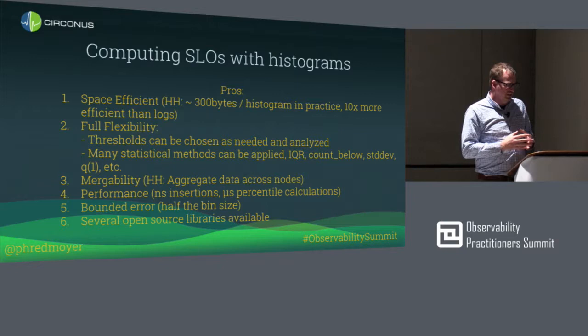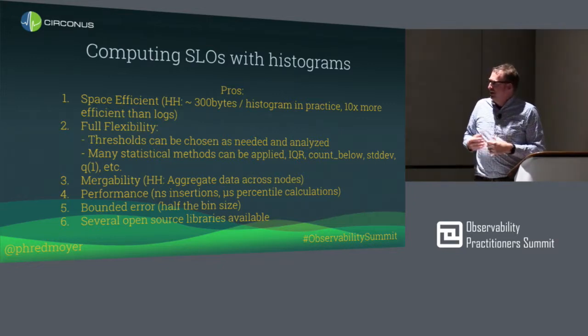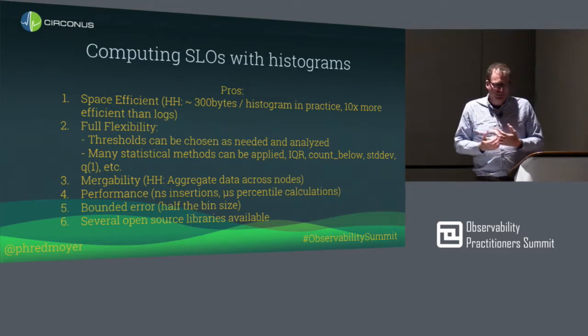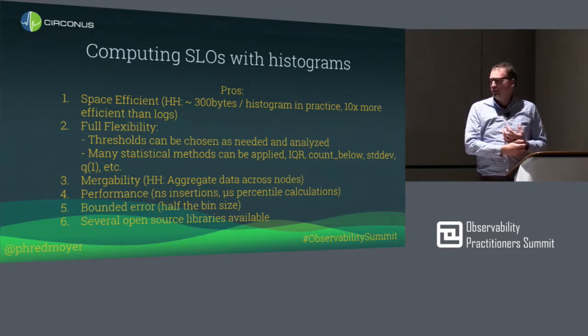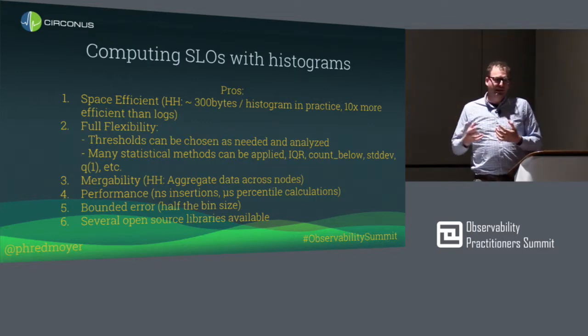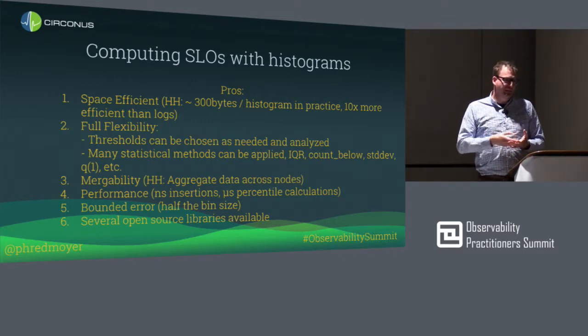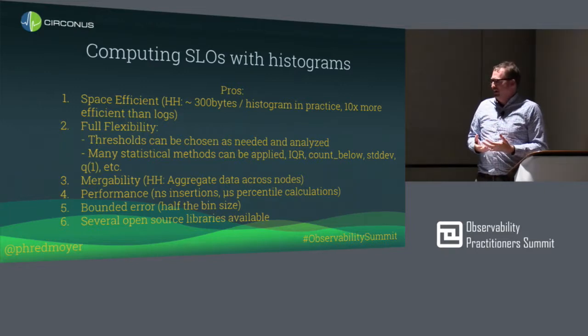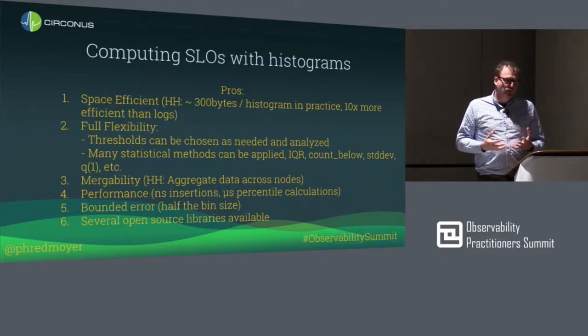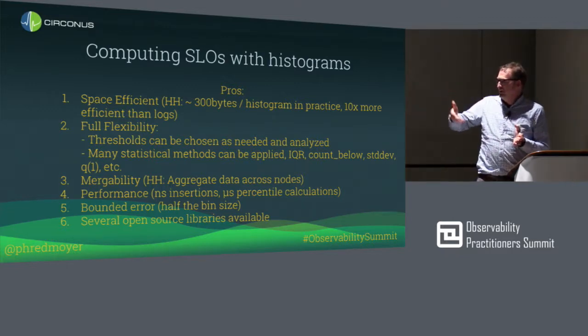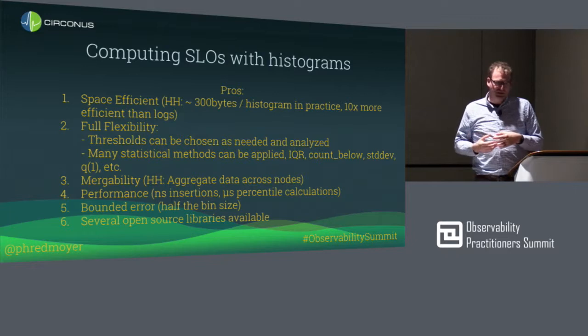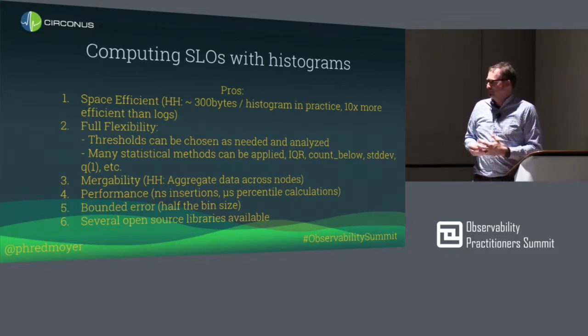what are the advantages of computing SLOs with histograms? They're very space efficient. Each histogram is about 300 bytes, about 10 times more efficient than logs. We've got a lot of flexibility. We don't have to specify our thresholds up front. And we can apply a lot of statistical methods. I can calculate my P90 from that. I can do an inverse quantile. I can do an interquartile range, which is basically saying, where's my 25th, 50th, 75th percentiles? I can calculate standard deviations. I can apply a number of statistical methods to this.